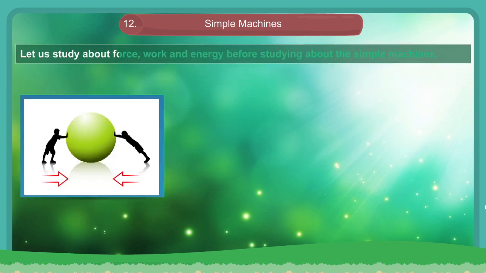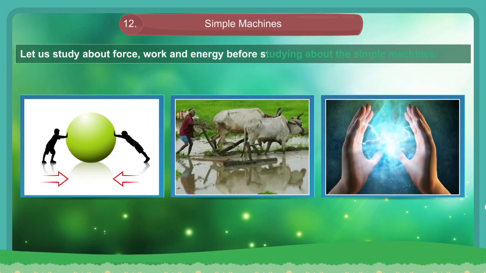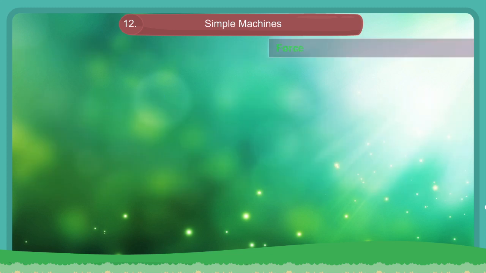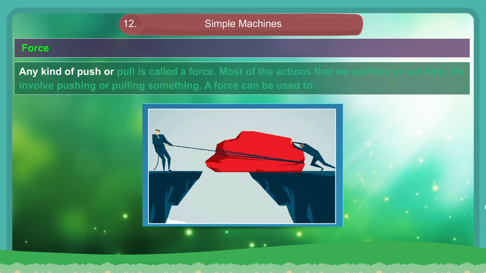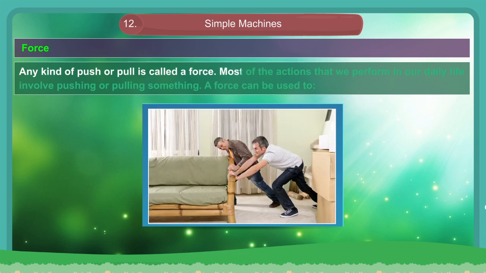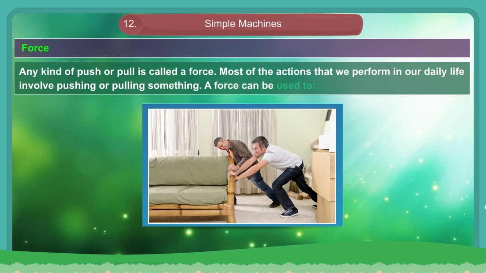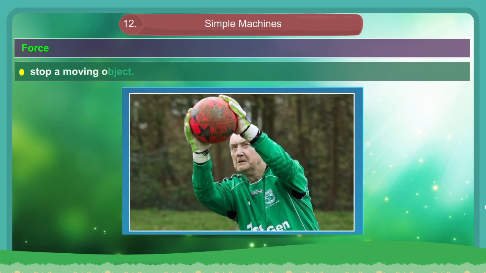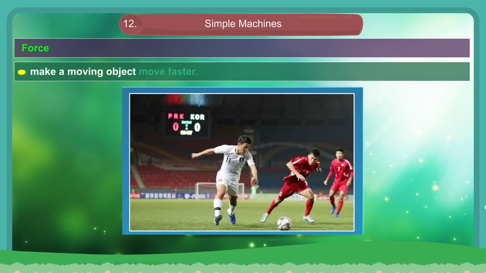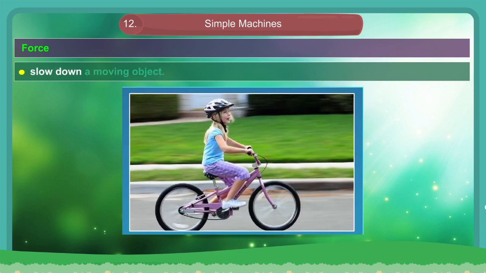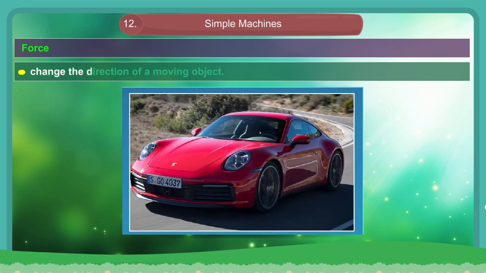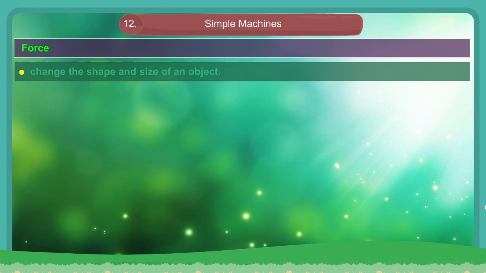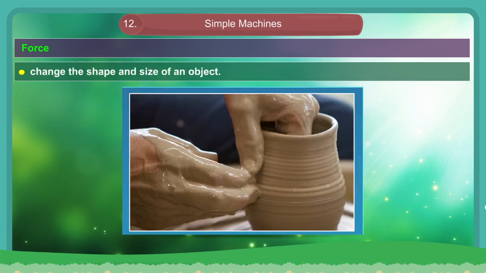Let us study about force, work and energy before studying about the simple machines. Force. A kind of push or pull is called a force. Most of the actions that we perform in our daily life involve pushing or pulling something. A force can be used to move a stationary object, stop a moving object, make a moving object move faster, slow down a moving object, change the direction of a moving object, change the shape and size of an object.